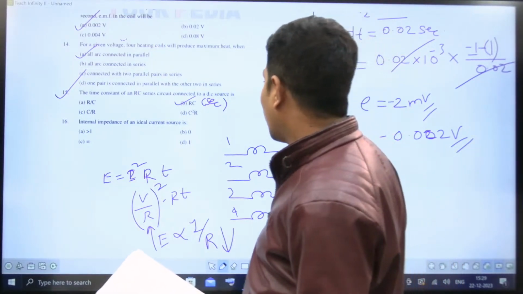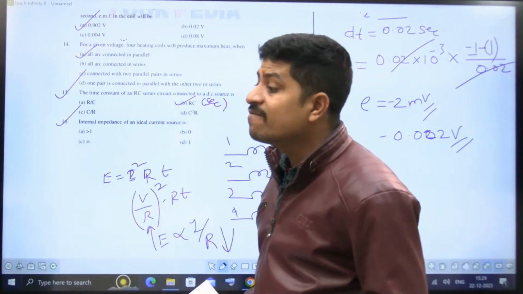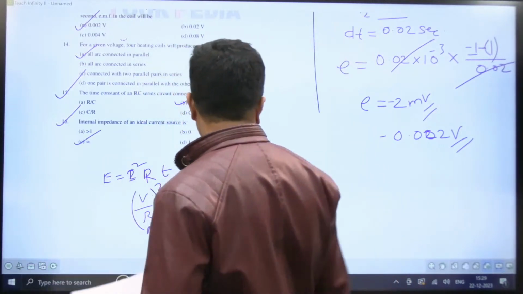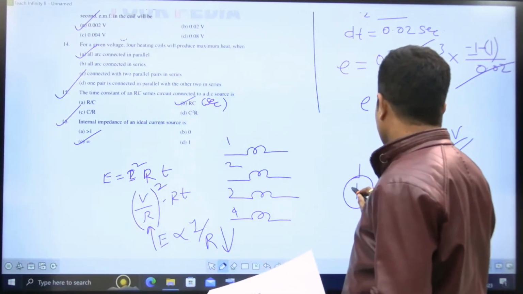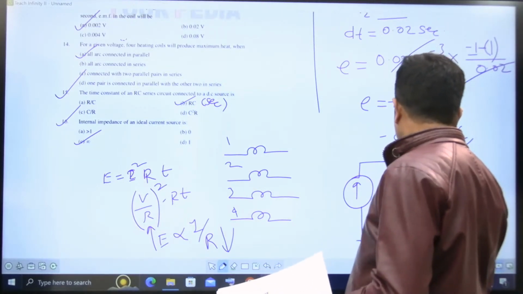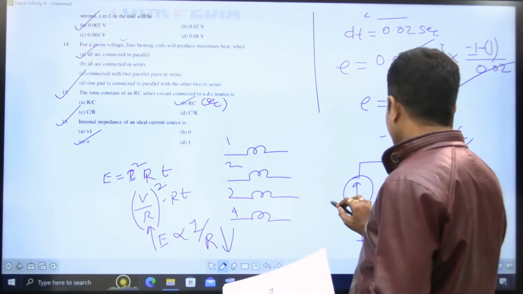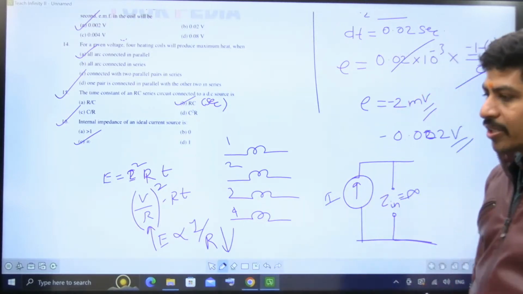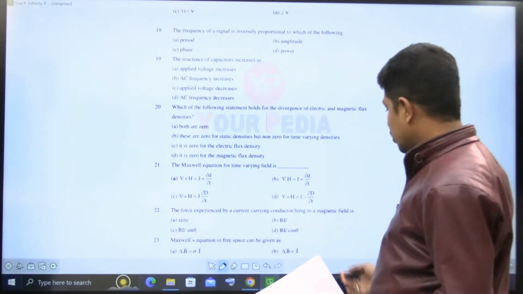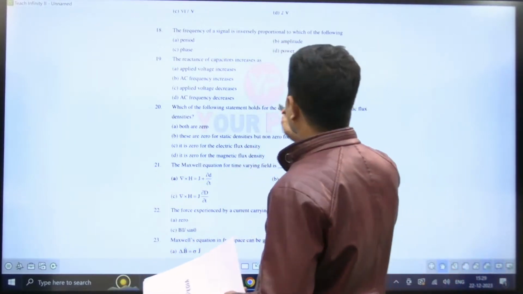The internal impedance of an ideal current source is infinity. Yes, ideal current source. This is with an open circuit in parallel to that. This internal impedance or internal resistance is infinity. This is the current source, right? Let's go to the next question, please.